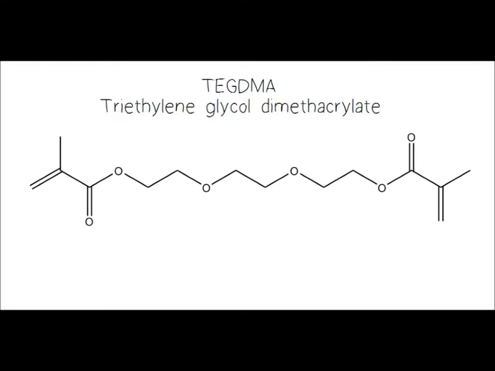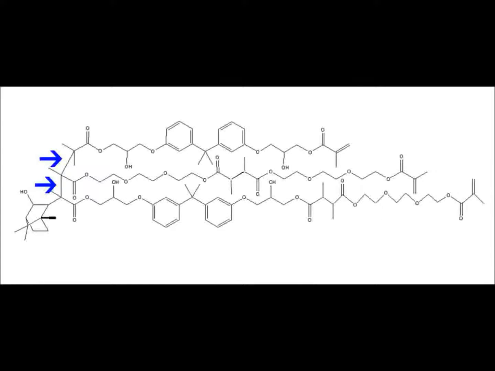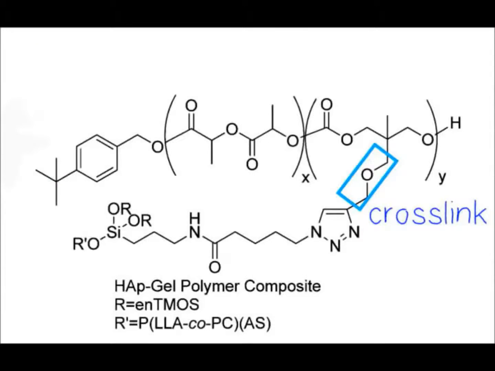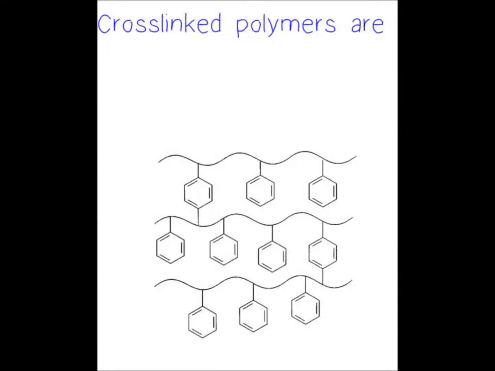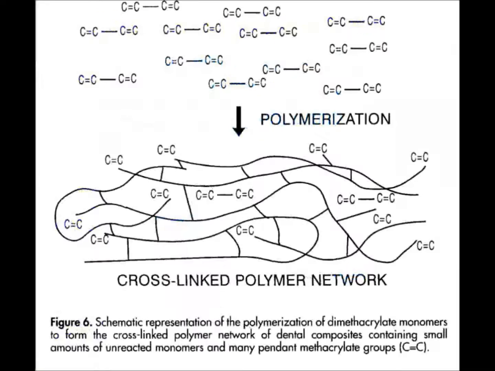2. Triethylene glycol dimethacrylate, or TEGDMA. This has low viscosity and is therefore usually mixed with BisGMA to maintain a paste consistency that is suitable for direct application. This also helps to increase the amount of cross-linking density in the composite resin paste. Cross-linked polymers are polymer chains that are connected to other polymer chains by covalent bonds. This is what makes the end product of composite resin rigid.